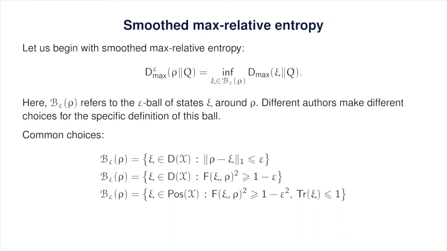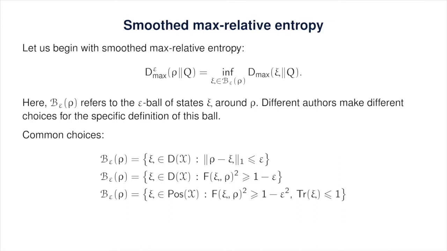Yet another common notion of smoothing takes b sub epsilon of ρ to include not only density operators, but also subnormalized density operators, meaning positive semi-definite operators with trace at most 1. This naturally requires that we define the max relative entropy a bit more generally, not requiring the first argument to be a density operator, but allowing subnormalized density operators. It's actually exactly the same definition as before, but we need to be a little bit careful when we're using it. Any facts concerning the max relative entropy that depend on the first argument having trace equal to 1 might then fail to hold.